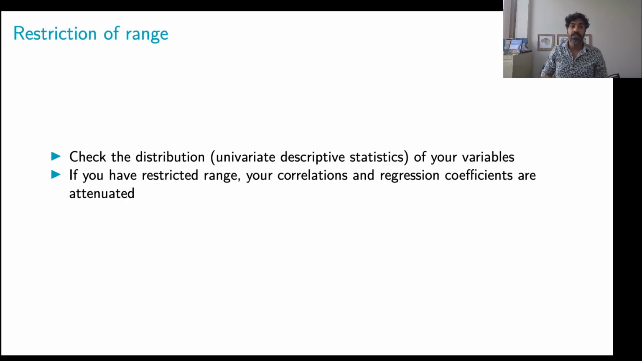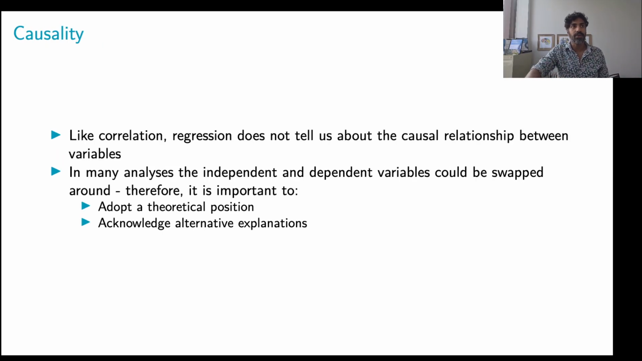So with restriction of range, you want to check the distribution, univariate descriptive statistics of your variables. And if you have restricted range, your correlations and regression coefficients are attenuated, right? So that can be an issue with your variables. One of the key criteria for a variable is that it needs to vary, right? So the variable has to have some level of variability within it. If you have a variable that does not vary, like there's not enough people in different categories or distribution across the ranges, then it can be a challenge for your models, and also with restriction of range as well.